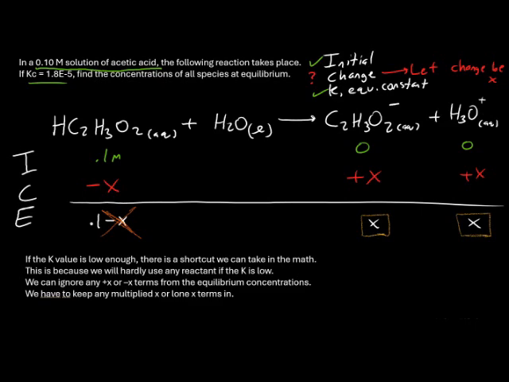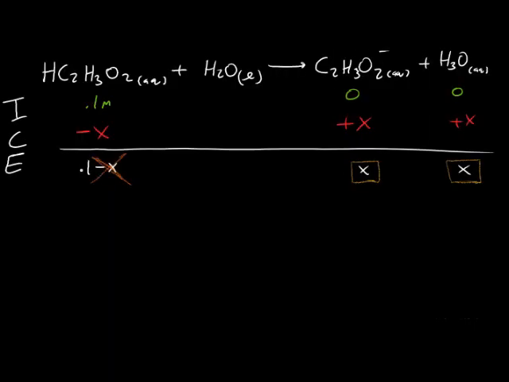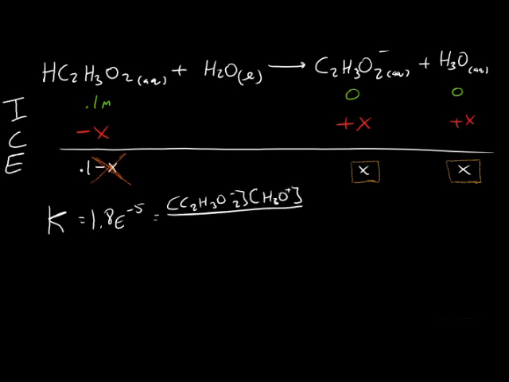The reason why this is useful is because when you construct your equilibrium constant equation, you'll see that it's much simpler than before. Let's write the equilibrium constant. My k value for this reaction was 1.8 times 10 to the negative 5. This will equal the products over the reactants. My products are C2H3O2 times H3O. This will be divided by the HC2H3O2, acetic acid.